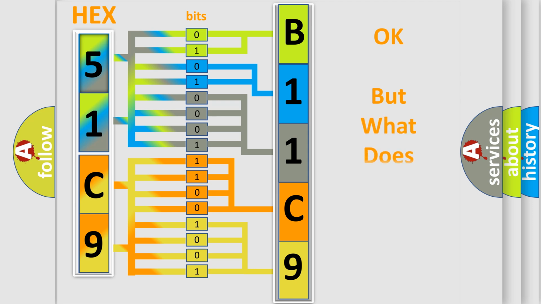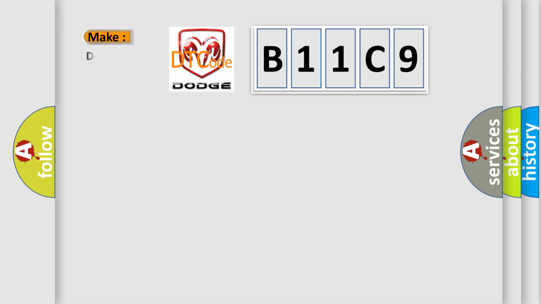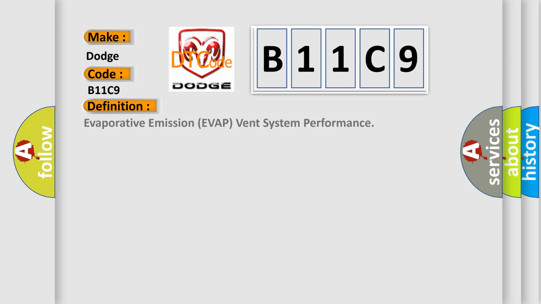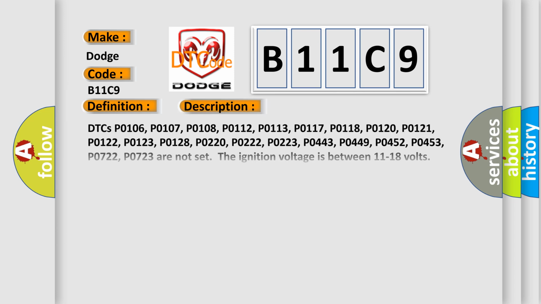The number itself does not make sense to us if we cannot assign information about it to what it actually expresses. So, what does the diagnostic trouble code B11C9 interpret specifically for Dodge car manufacturers? The basic definition is evaporative emission EVAP vent system performance. And now this is a short description of this DTC code.